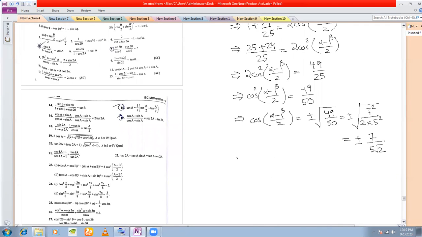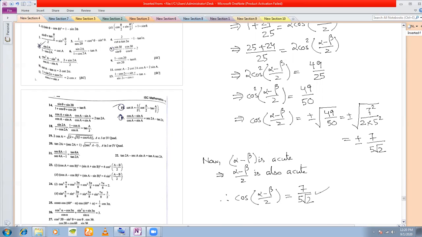You see that alpha minus beta is acute. That means (alpha minus beta) by 2 will also be acute. So therefore, what is the value of cos((alpha minus beta) by 2)? We'll take the positive sign, because for an acute angle all trigonometric function values are positive. So this is plus 7 by 5 root 2. This is your answer.